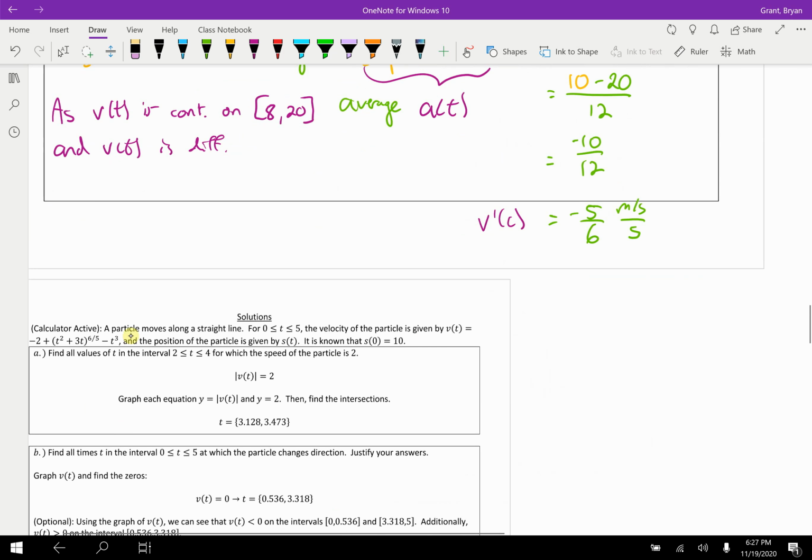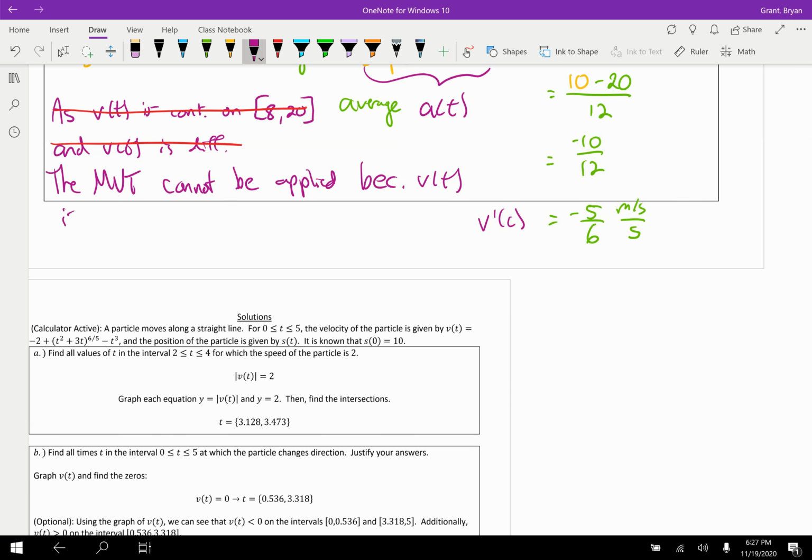And so what I'd probably do here is just cross this out. They can't read your answers if you cross them out. And we'd say the MVT cannot be applied because, be very specific, v of t is not differentiable on 8 to 20. You might even want to be more specific, and instead of saying that, you could just say not differentiable at t equals, I think it's 16 where it's not differentiable, and that'd be fine.